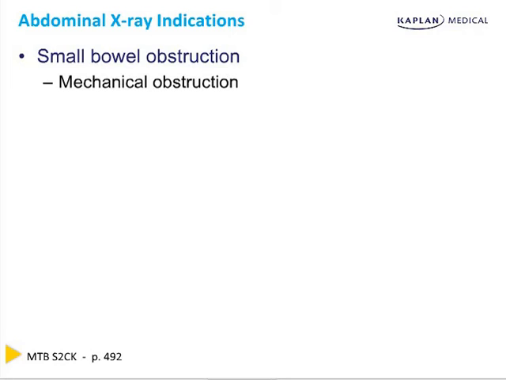Along with making the broad diagnosis of small bowel obstruction, abdominal x-rays can also help distinguish between a mechanical obstruction, in which the bowel lumen is physically obstructed due to twisting on an adhesion or strangulation within a hernia sac, and an ileus, in which the intestine lumen is patent, but the bowel wall is not peristalsing, which can occur after surgery or secondary to opioid use.